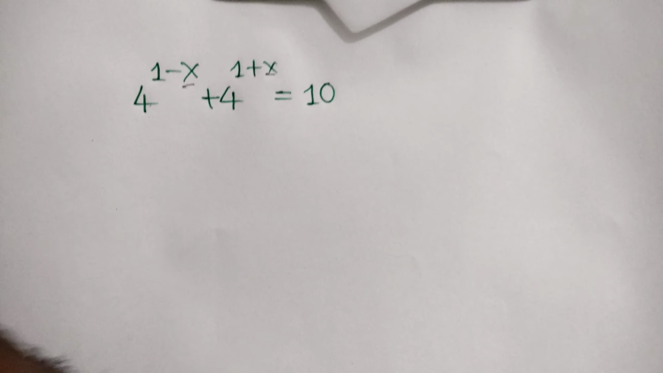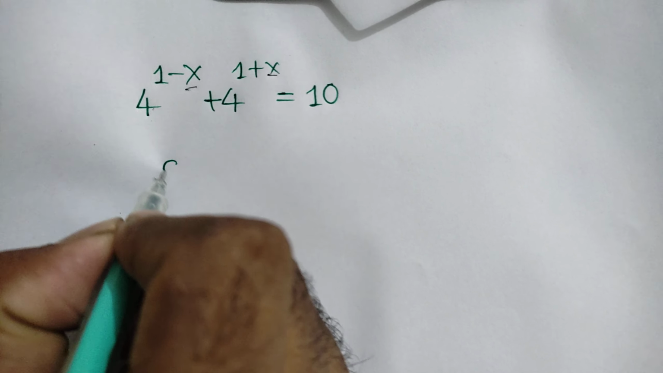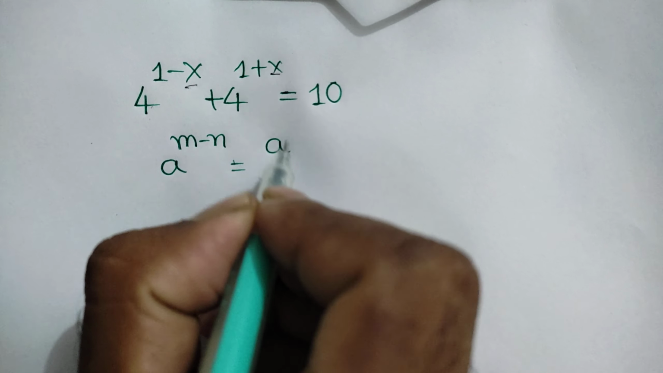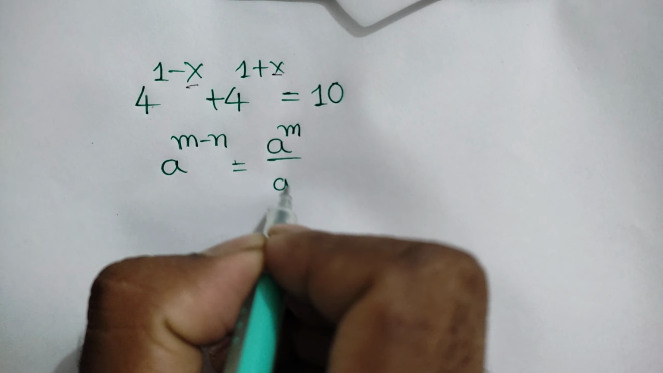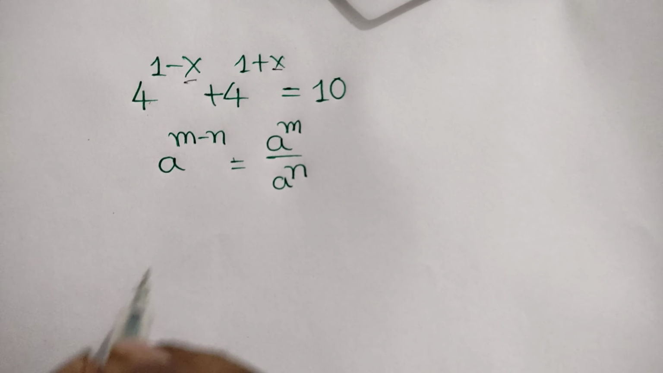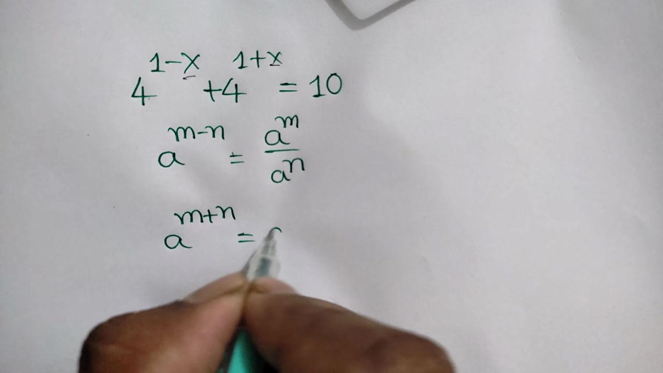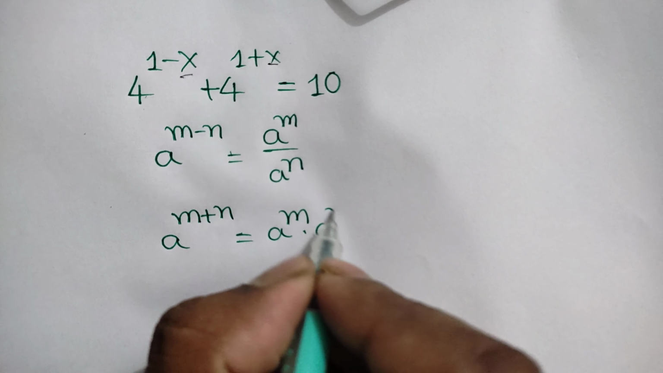Okay, we know that a to the power m minus n is equal to a to the power m over a to the power n, and a to the power m plus n is equal to a to the power m times a to the power n.